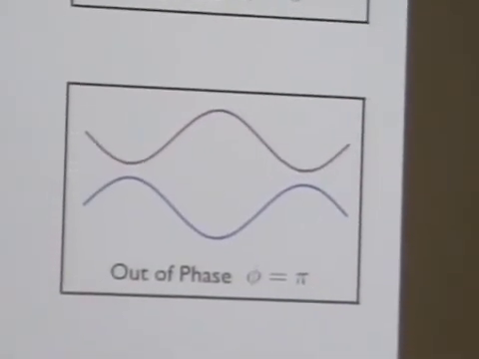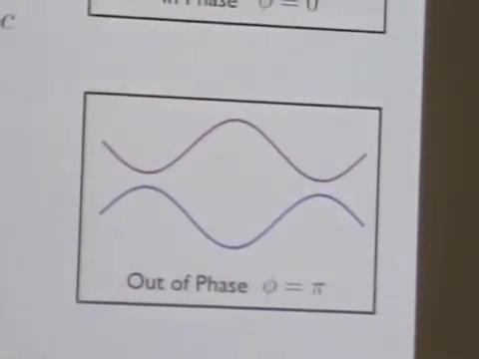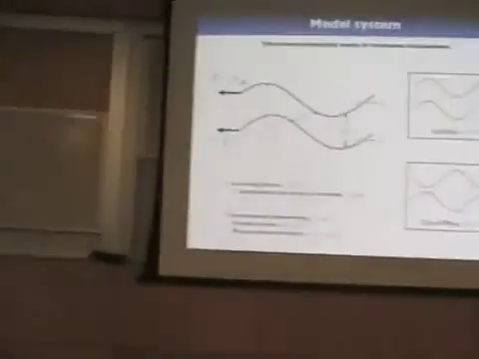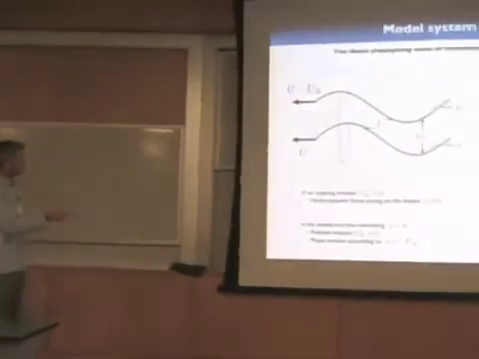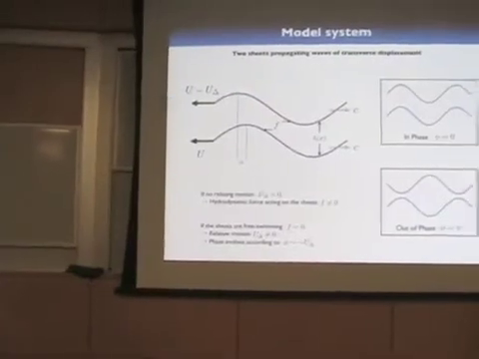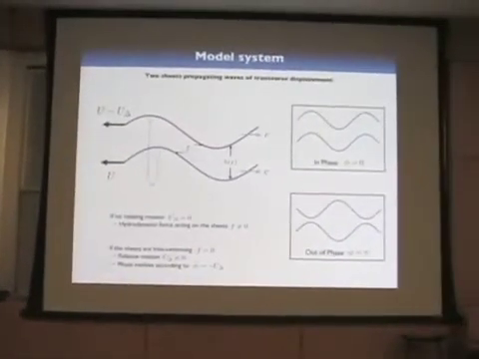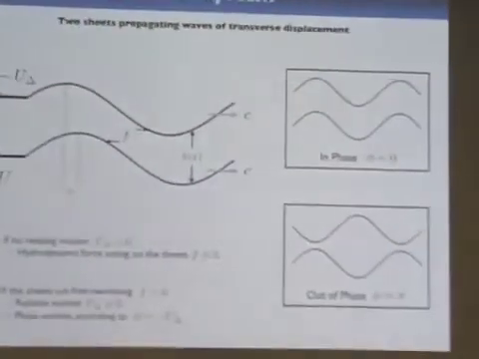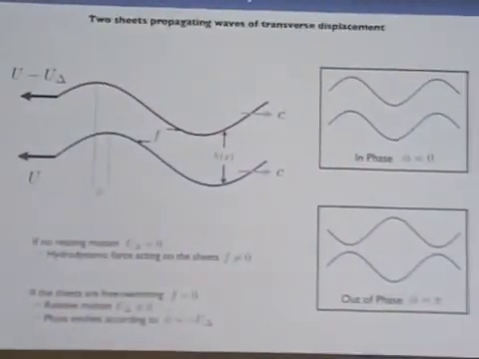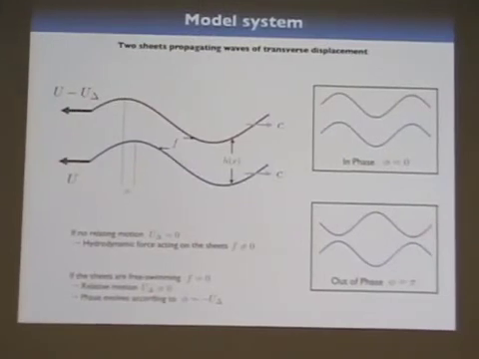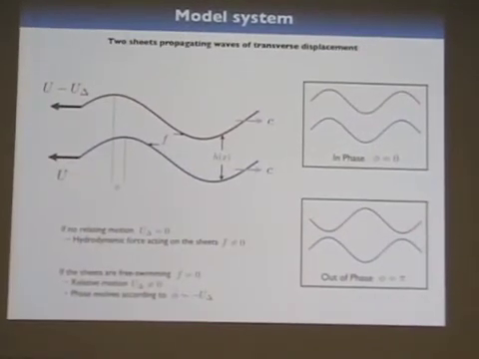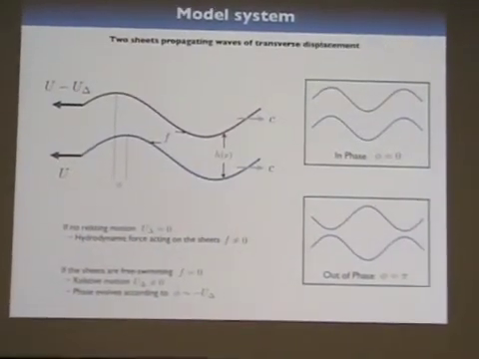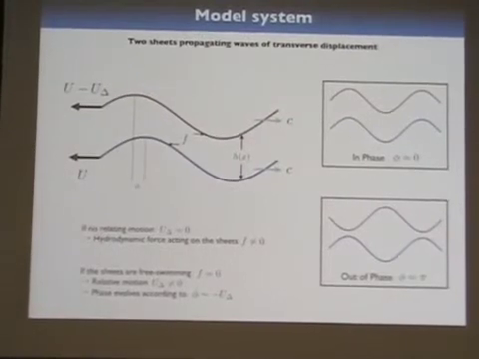We can say, suppose we prevent the cells from moving past each other, so we set this relative velocity here... Oh, my laser pointer is dead. If we set the relative velocity between those 2 sheets to 0, then in general there'll be a hydrodynamic force.